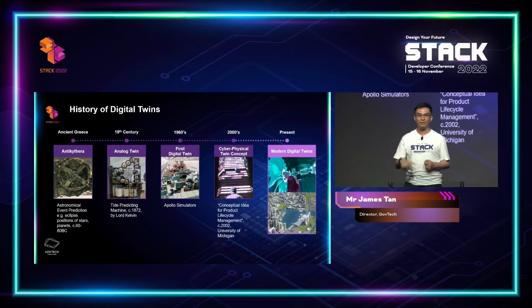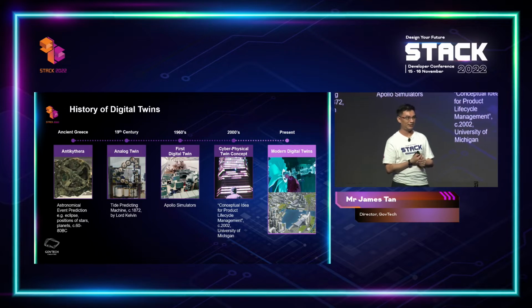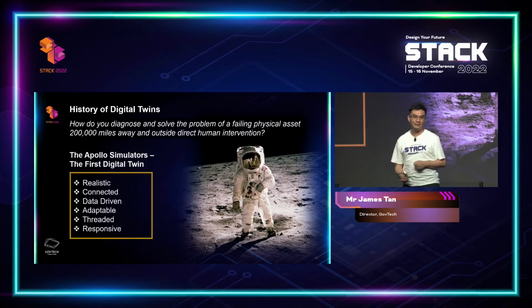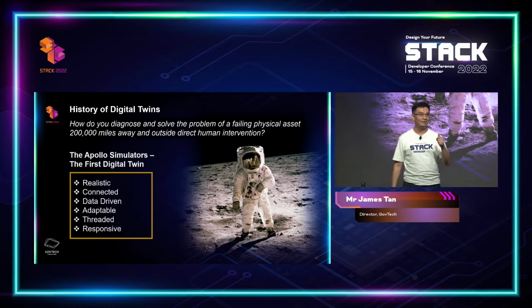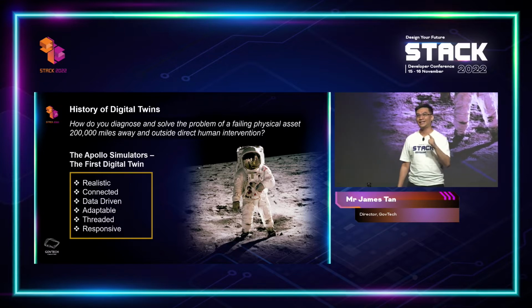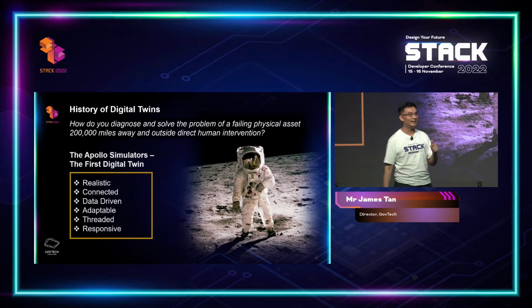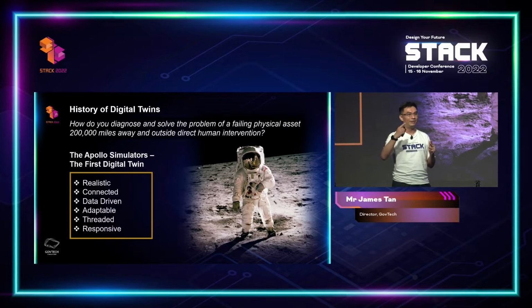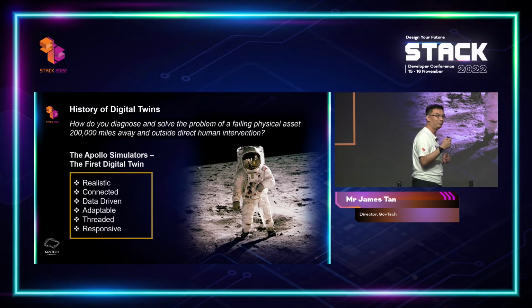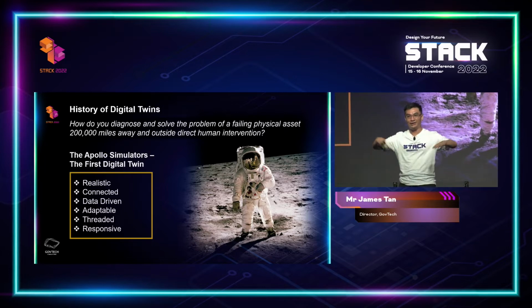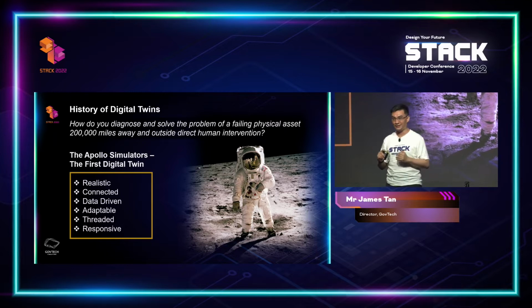And today, at the present, which is the main topic of my presentation, is about how to use digital twin for smart city applications. So again, this goes back to the Apollo mission, the first digital twin, and these are the things that they are trying to resolve. It must be realistic. It must be connected, as in connected to sensors, connected to control systems. It must be data-driven, meaning the data is driving the outcomes. And then it's adaptable and threaded, as in it's weaved into the various workflows and then executed. It must be able to execute simultaneously, and it's responsive.